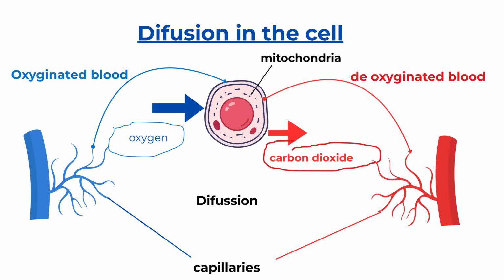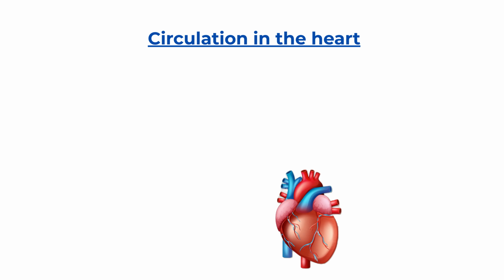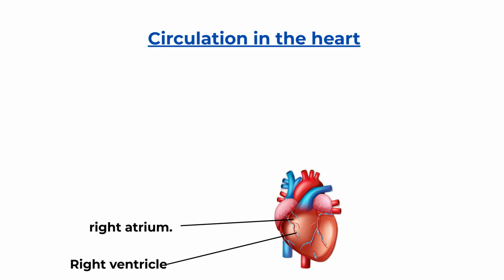The blood leaves the capillaries and enters small veins. These join into larger veins, until eventually, most of the blood returns to the heart through two major veins, the superior vena cava from the upper body and the inferior vena cava from the lower body. Now the blood enters the heart, but specifically the right side. First, it enters the right atrium. Then it moves into the right ventricle.